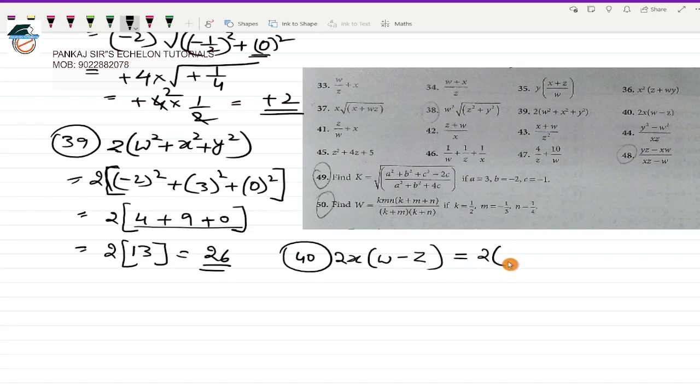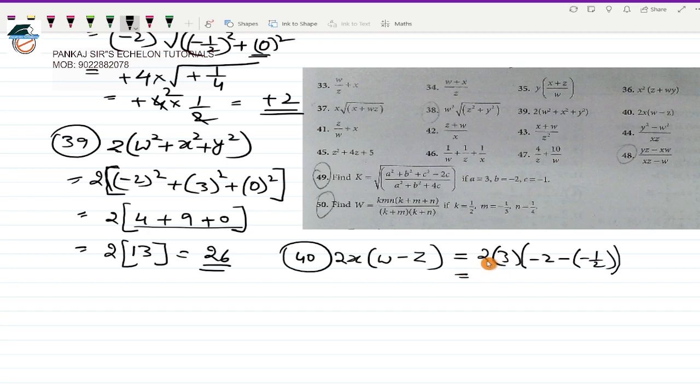So 2 into x is how much? x is 3. So 2 into 3. Then again a bracket, w minus z. w is minus 2, minus z. z is minus half. See, wherever I see a negative sign, I immediately put a bracket. Any number with a negative sign, I use a bracket because that helps a lot.